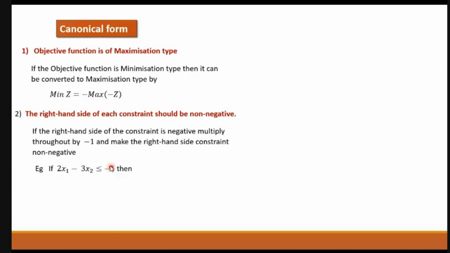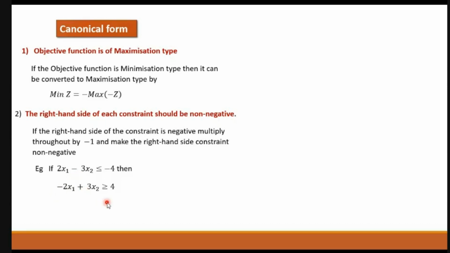If you have any negative number, multiply throughout by a negative number so that we will get the right hand side positive, and when you multiply an inequality by a negative sign, the inequality will get reversed. So we will have minus 2x1 plus 3x2 greater than or equal to 4.